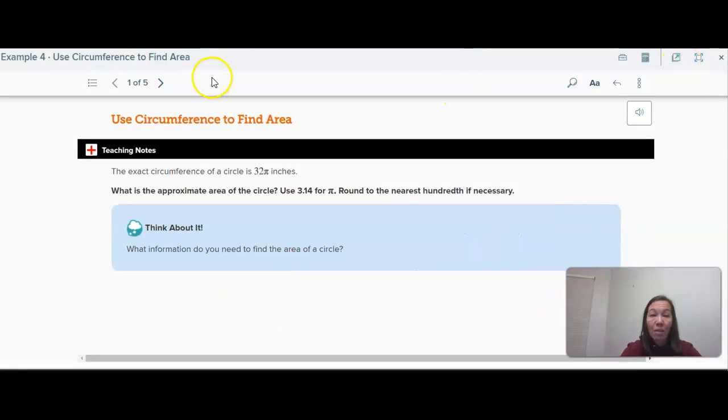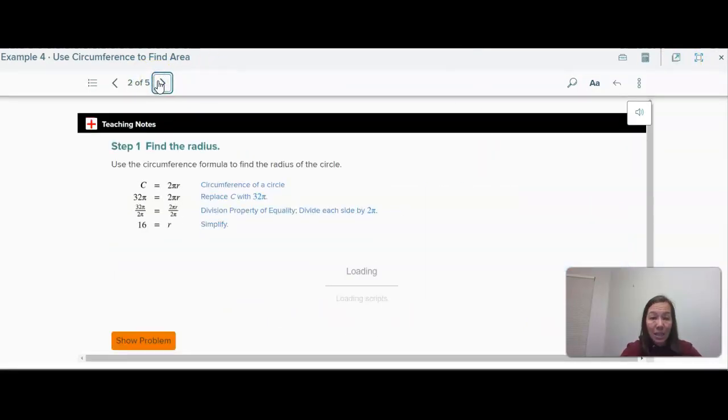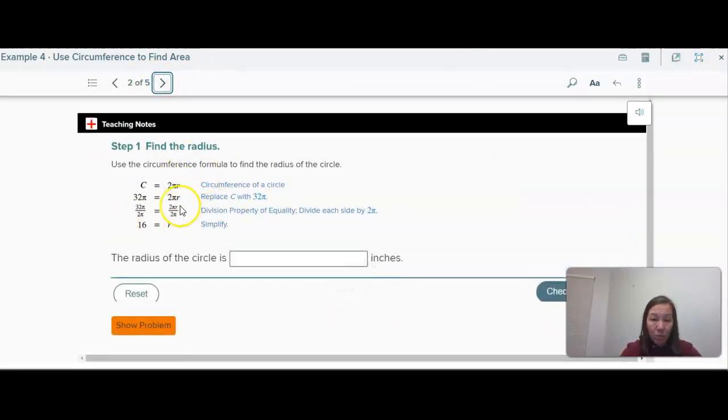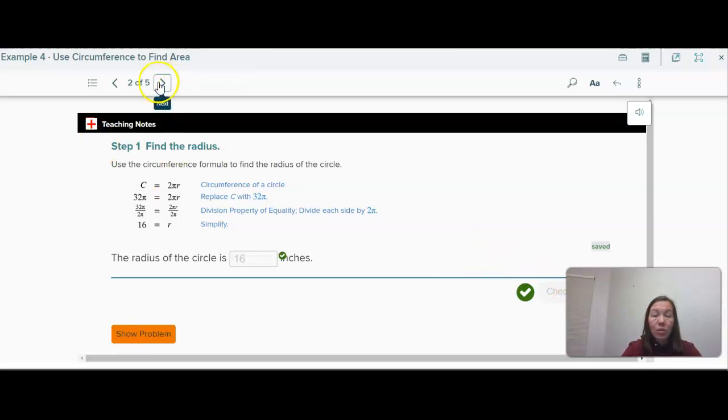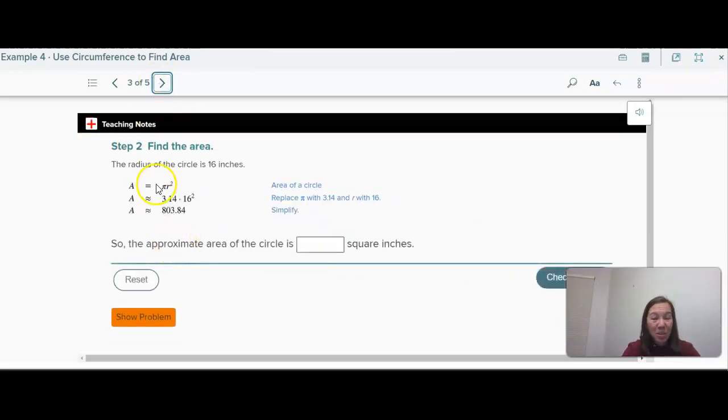Now that you have the radius of 16, again, you can do it this way too, but this might be a little bit more complicated. So now that we have the radius, we can plug it into the area formula. So pi r squared, plug in 16 for r, and 16 squared times 3.14 is about 803.84 square inches.